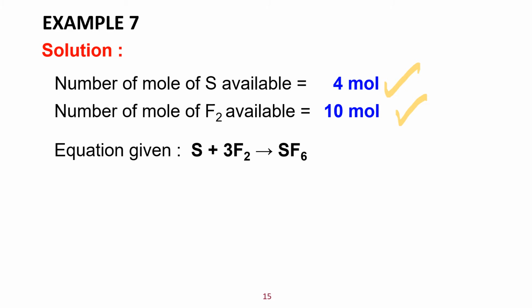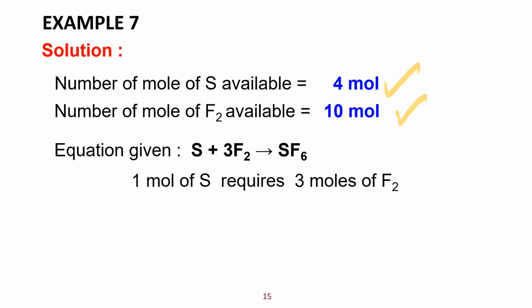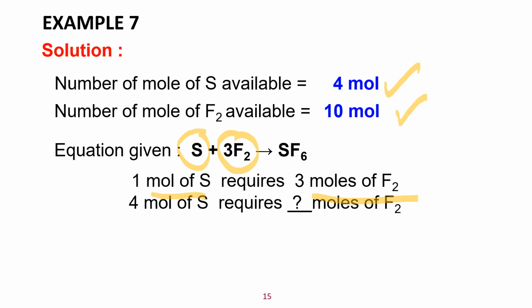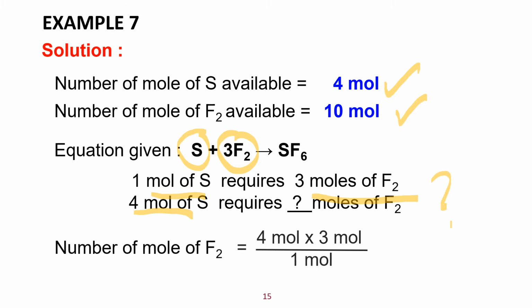Based on the equation given, 1 mole of sulfur requires 3 moles of fluorine. Thus, if we have 4 moles of sulfur reacting, how many moles of fluorine are needed? To determine the number of moles of fluorine needed, we can use the cross-multiply method. This calculation will obtain 12 moles of fluorine needed.